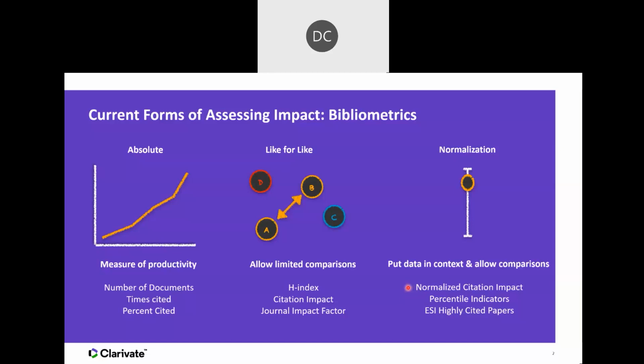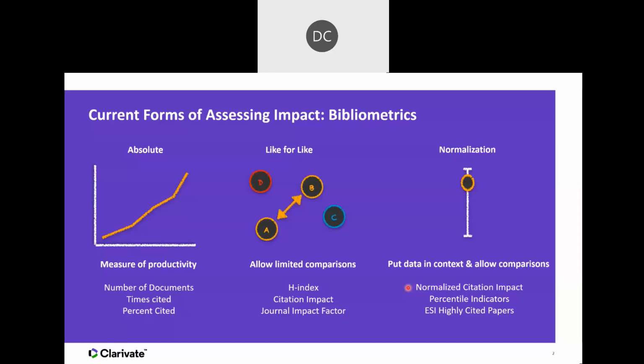The first one is your category normalized citation impact. What we do is group all the documents in one specialization together. We then split them into different years of publication, and we measure the citation impact of each and every document. With this normalization method, we can measure that indicator called CNCI, category normalized citation impact.